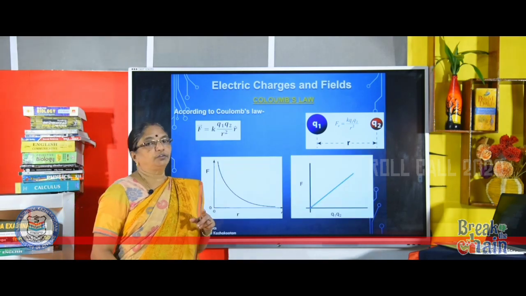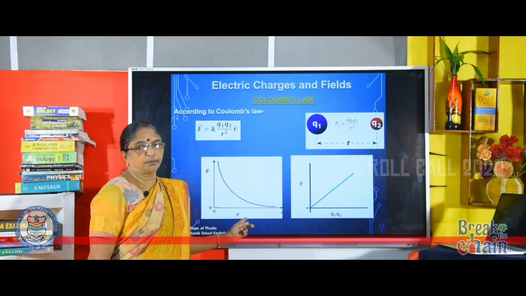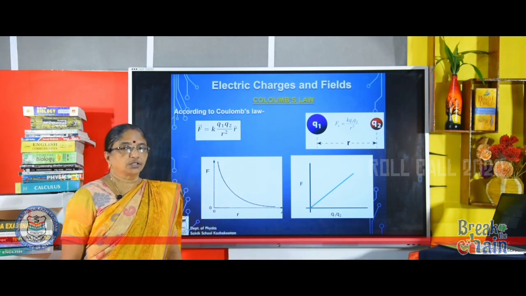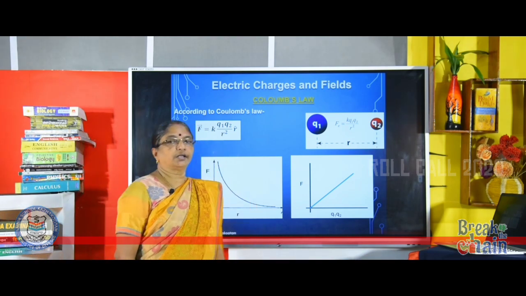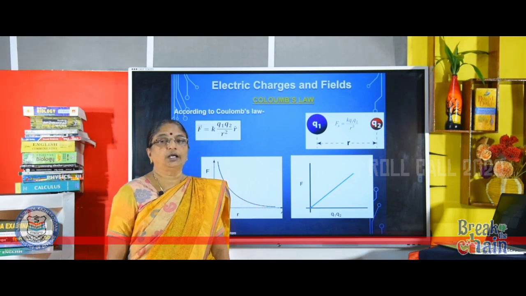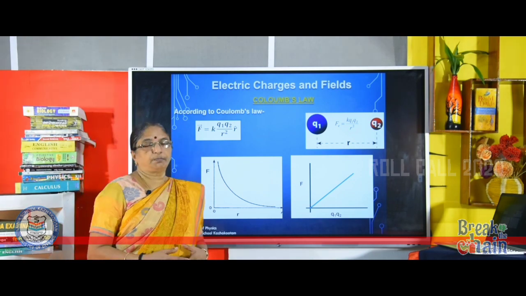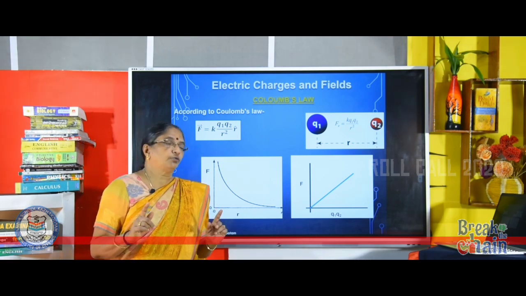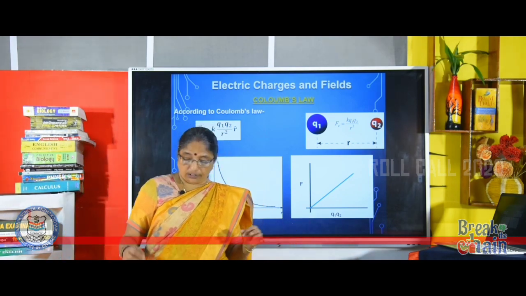Now the magnitude of the force shows that force is inversely proportional to the square of the distance and directly proportional to the product of the charges, and this can be represented graphically like this. On the right you can see the graph between force and product of the charges, which is a straight line sloping up, showing that force is directly proportional to the product of the charges. In the left hand picture you can see a graph which is parabolic in nature, showing that electrostatic force is inversely proportional to the distance. Larger the distance, lesser the force.